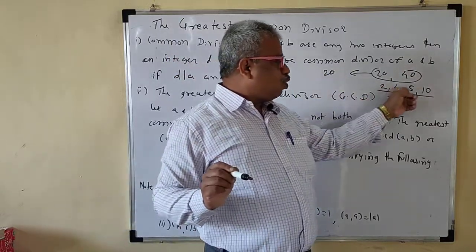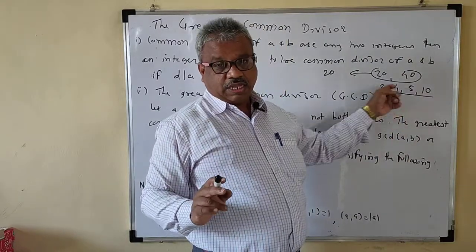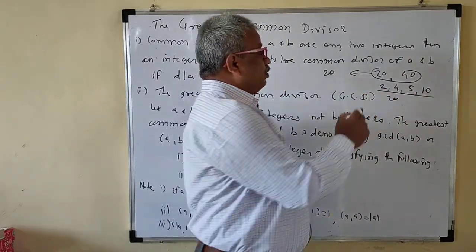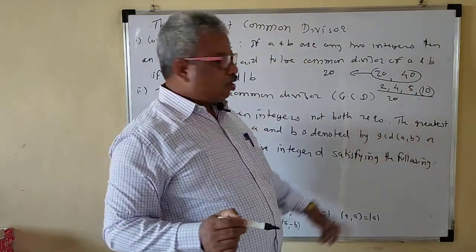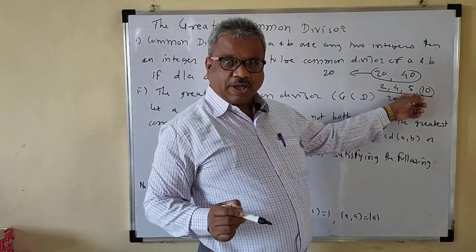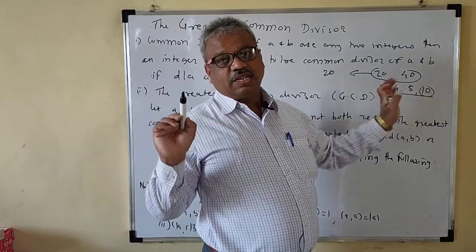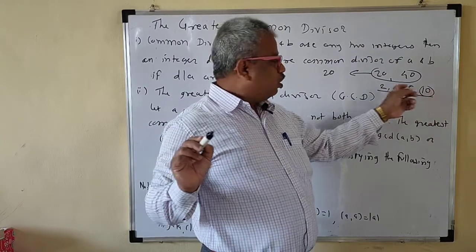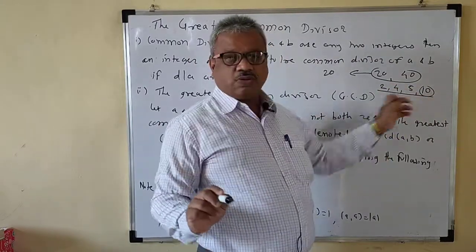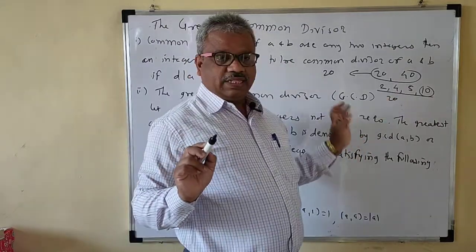Now 2, 4, 5, 10 are common divisors. They also divide 20. Now see here, 10 is not a GCD because what? 2, 4, 5 are the common divisors, but they do not divide 10. That means 4 does not divide 10. Right? 2 and 5 divide 10, no problem, but 4 does not divide 10. That means 10 is not a GCD. Right? So 20 is the GCD.